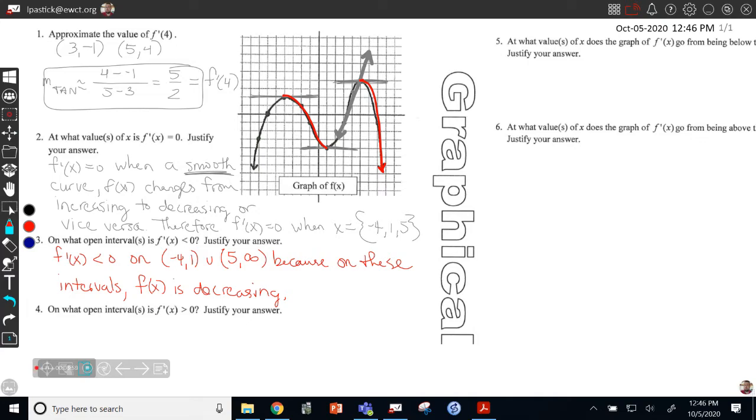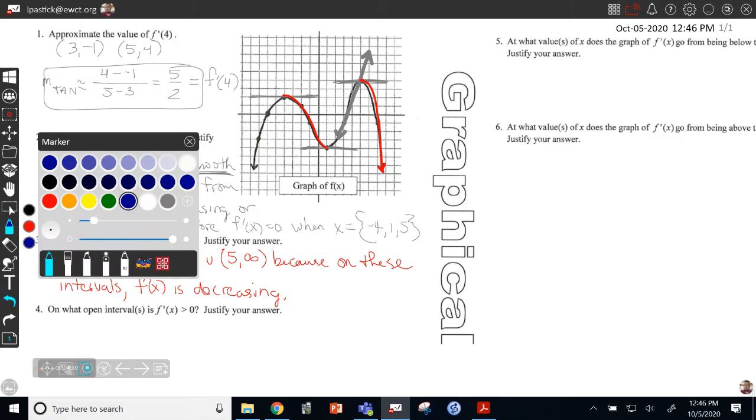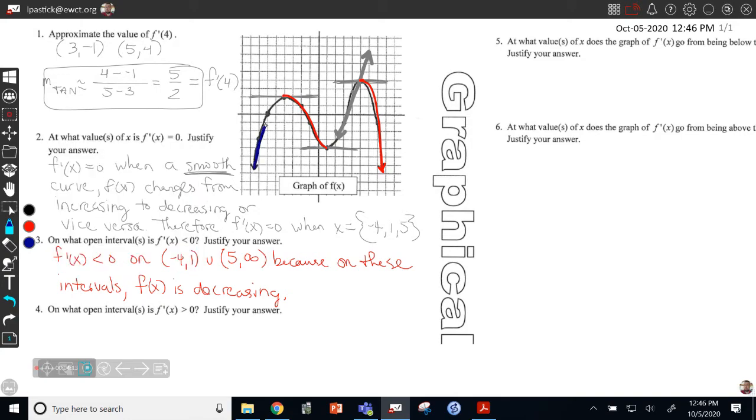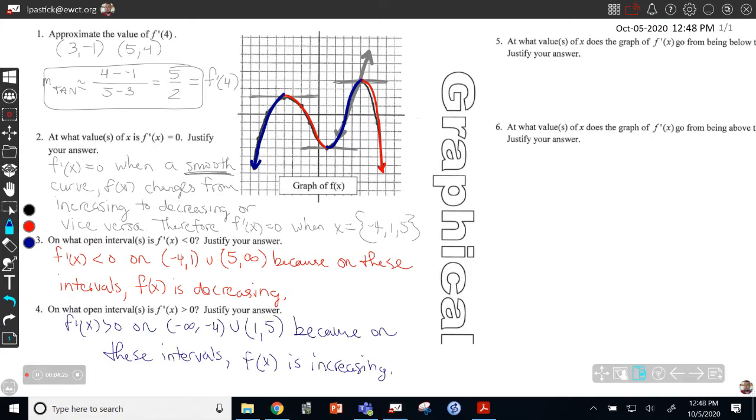Perfect. So the next question is basically the complement to that. On what open interval is f prime of x greater than 0? Well, this is going to happen whenever f of x is increasing. So f of x is increasing from -infinity to here, and from 1 to, looks like, 5. So I've written f prime of x is greater than 0 on the open interval from -infinity to -4, union the open interval from 1 to 5, because on these intervals f of x, the original function, is increasing. On to the next 2 questions.